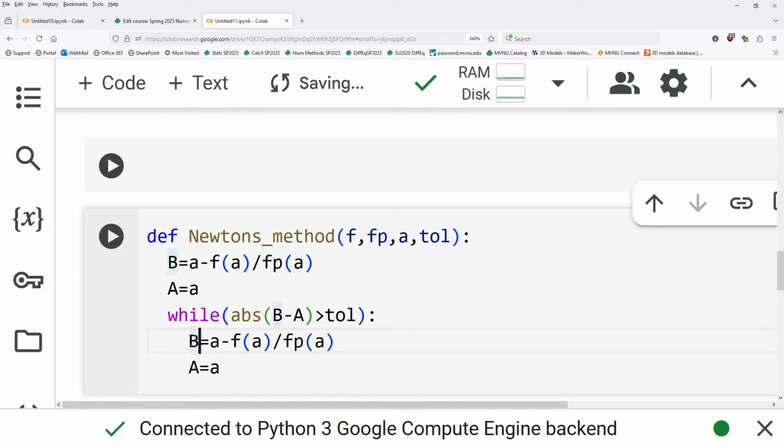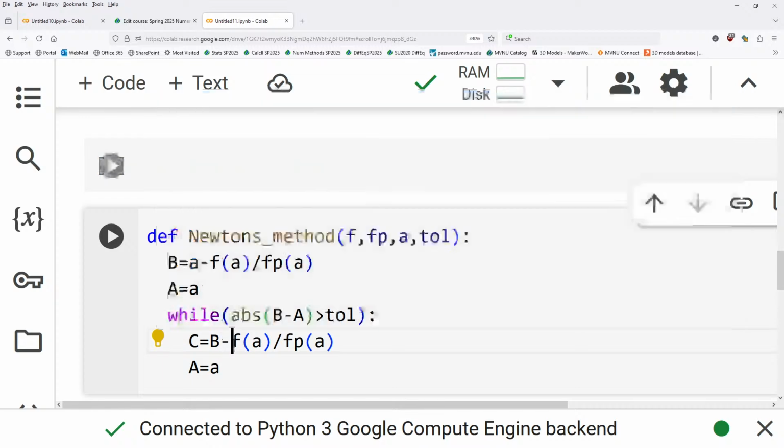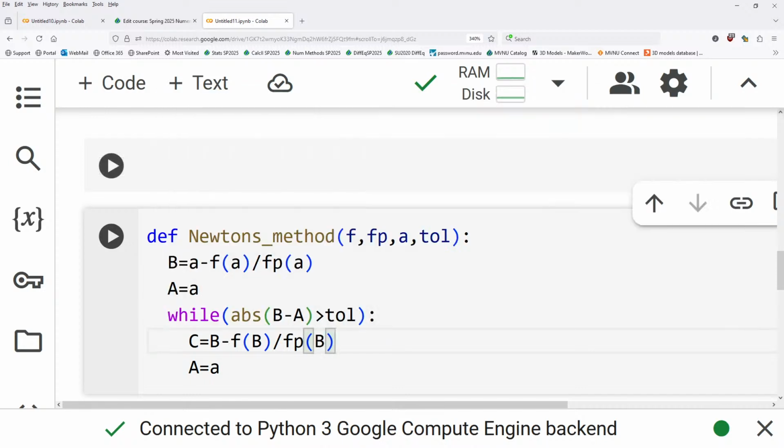And actually what I'll do, in order to preserve the letters, is this: I don't want to overwrite B until I'm done with it. So I'll make a new letter, a new variable. C is going to be the B that I computed before.